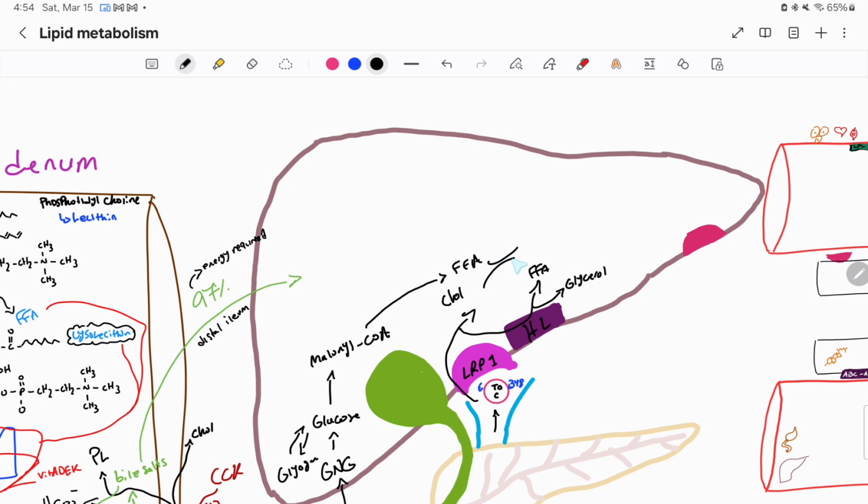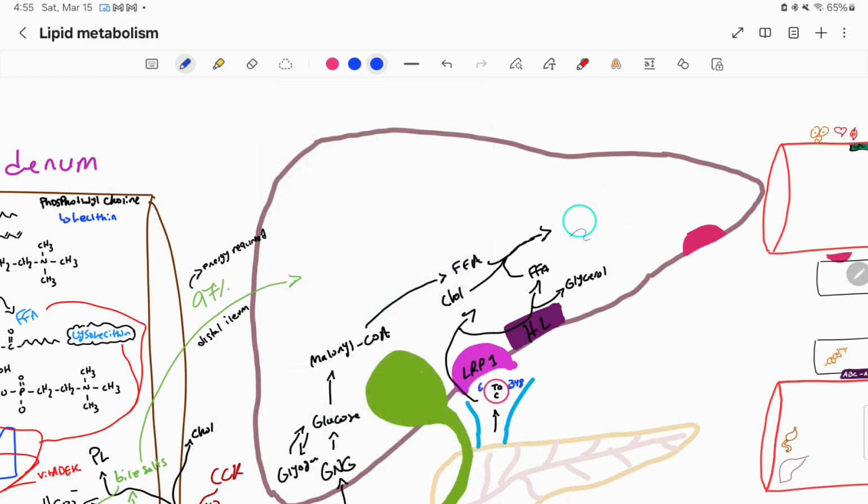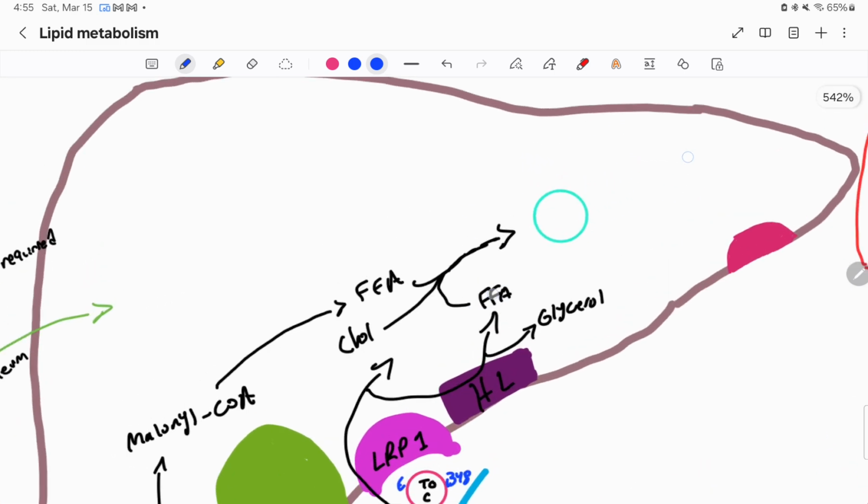It's going to take this guy, it's going to take this guy, and it's going to take this free fatty acid from here, okay? And it's going to package it, okay? It's going to package all of that into this molecule here called a VLDL, okay? It's going to package it into this VLDL molecule, all right, inside of the endoplasmic reticulum, and then push it out into the Golgi apparatus and modify it a little bit there.